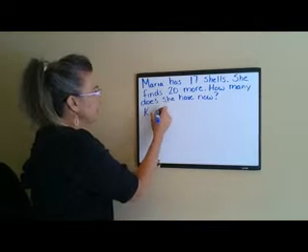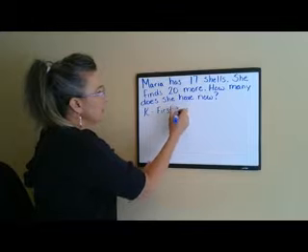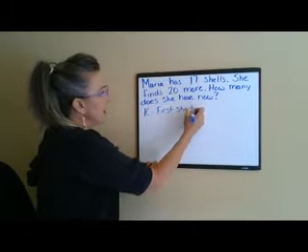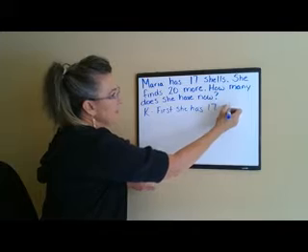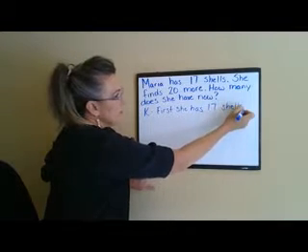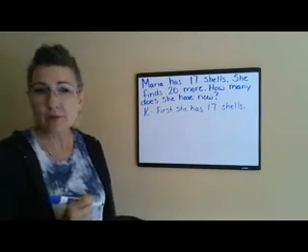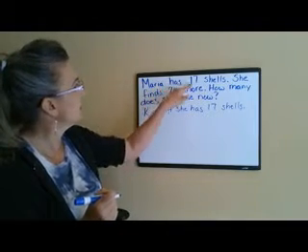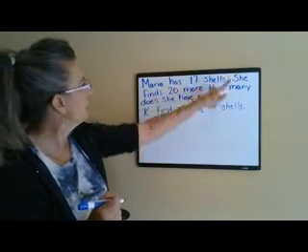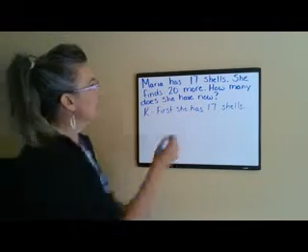Okay, so first she has 17 shells. Okay, let's see, is there anything else that we know? Let's see, I'm going to read it again. Maria has 17 shells. She finds 20 more.